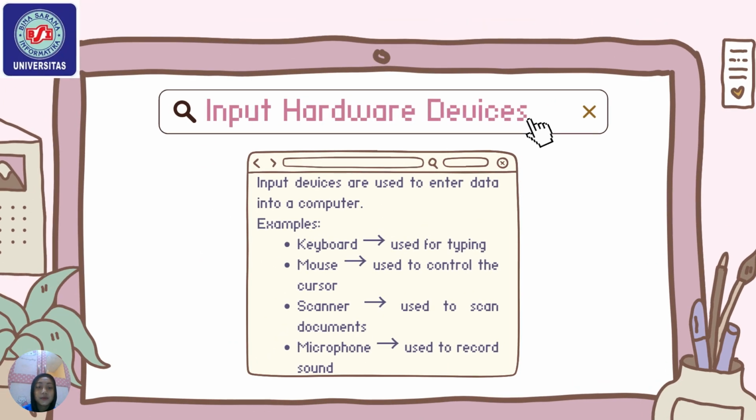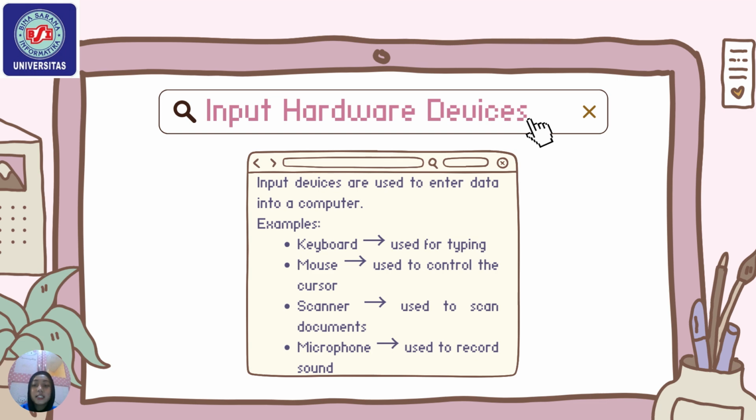So next, input hardware device. Input hardware devices are physical devices used to enter data and instructions into a computer. They are keyboard, mouse, scanner, and microphone. Keyboard, the function is used to type letters, numbers, and commands into the computer. Second is mouse. The function is used to move the cursor, click, and select items on the screen.